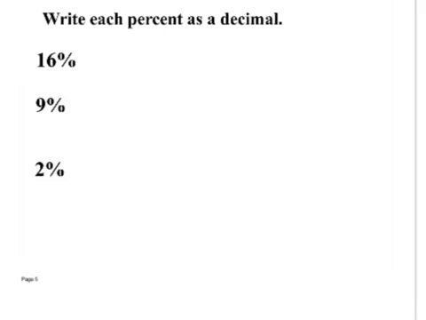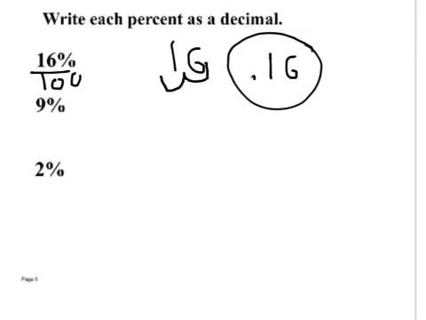So we have 16%. Our rule said going from a percent to a decimal, we divide by 100, right? Dividing by 100, all it does is move the decimal 2 places. So if I start at 16, I move it 2 decimal places to the left. That leaves me with 0.16 because I dropped the percent sign. So 16% is 0.16. 9%. I move the decimal place 2 places. 1, 2. So 9% is equal to 0.09.